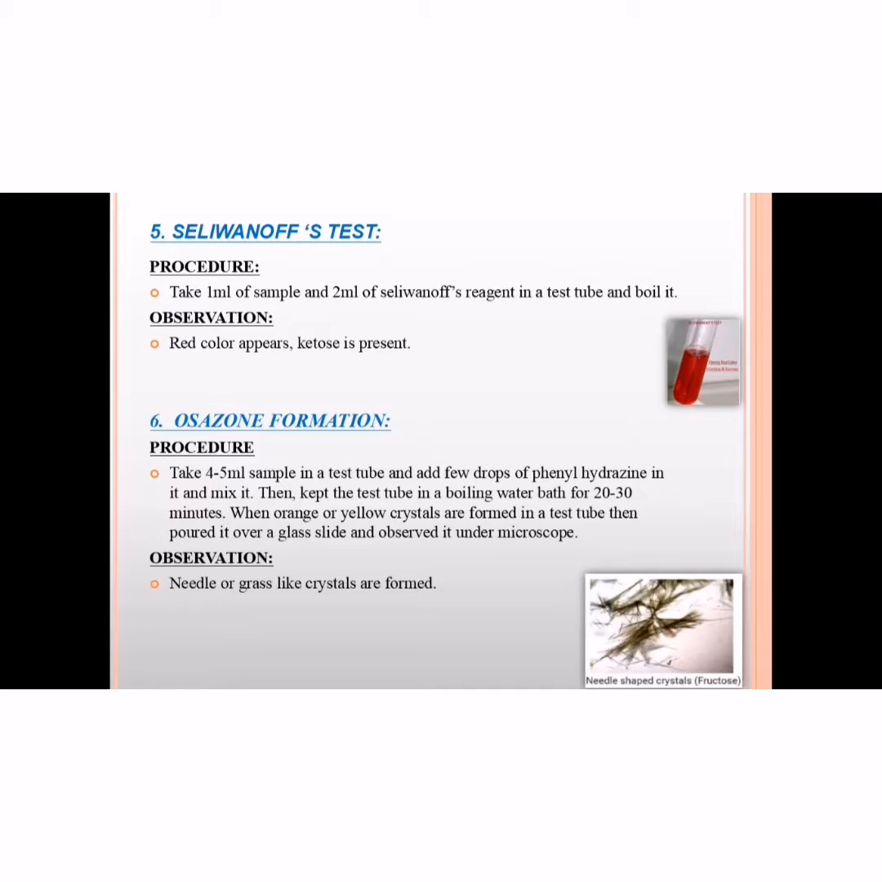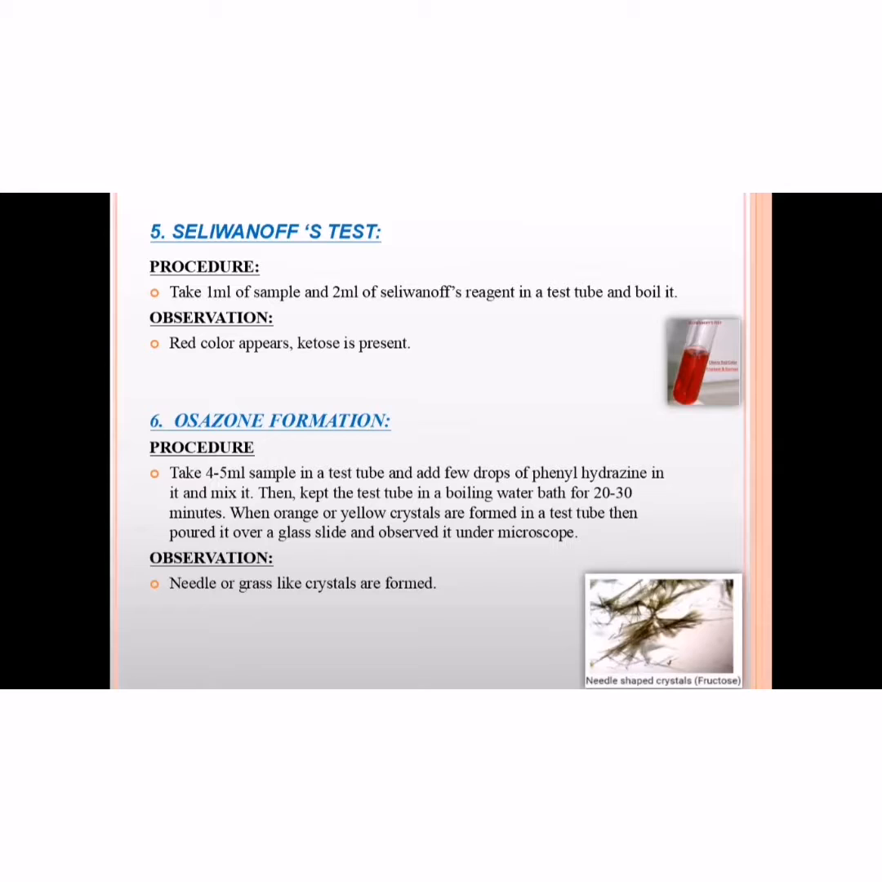After that, we will form the osazones of fructose. To form the osazones of fructose, we will take 4 to 5 milliliter of sample in a test tube and then add a few drops of phenylhydrazine in it and mix it. Then we will keep the test tube in a boiling water bath for about 20 to 30 minutes.